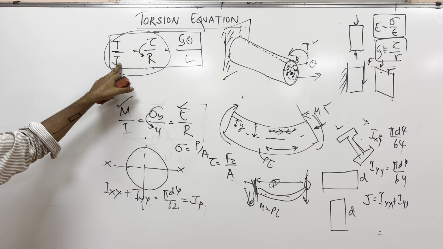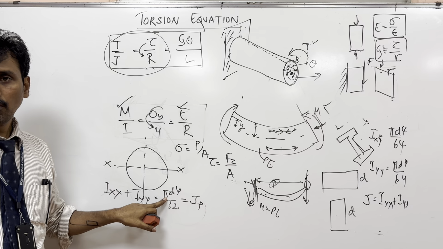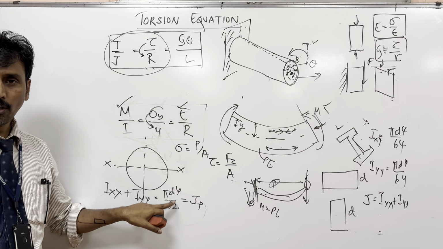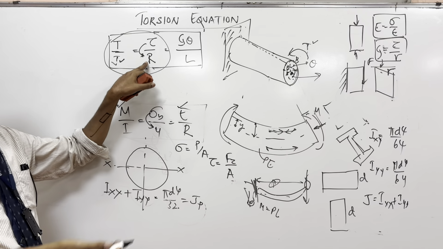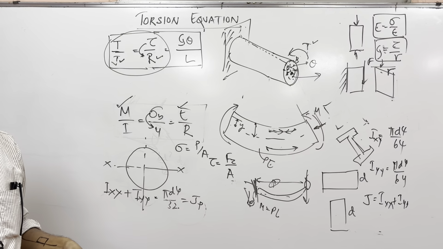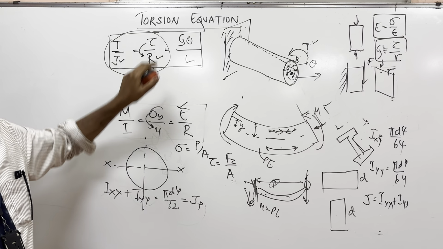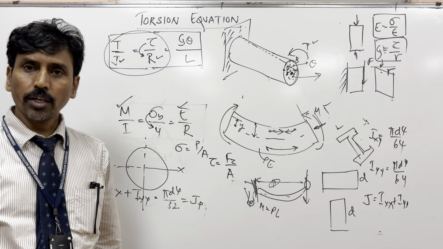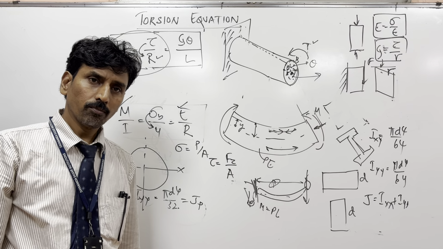If you know the radius or the diameter, then you can find out pi d to the power 4 divided by 32, which is actually Jp. So this is known. If you know the diameter, then the radius is known, at which you will have the maximum shear stress. And the only thing not known is tau. Okay. So this is the use of this torsion equation.